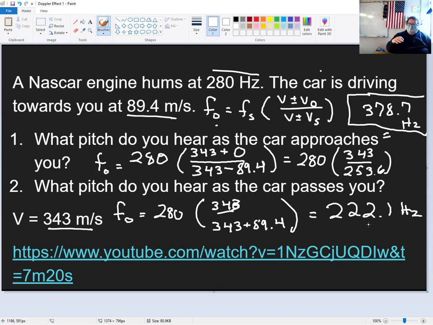As this car passes you, you're going to hear this pitch change. As it's approaching, it's 378.7. It's going to drop down through 280 all the way down to 222.1 in pretty much a fraction of a second. And that's where you get that sound that you hear.